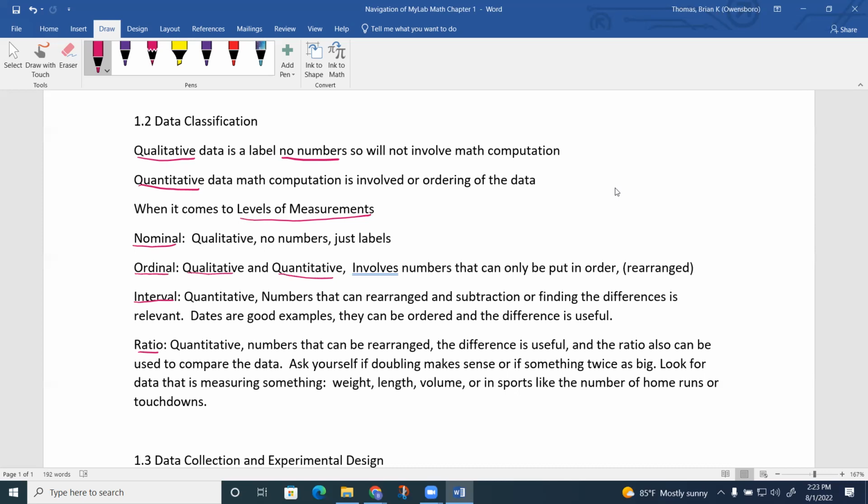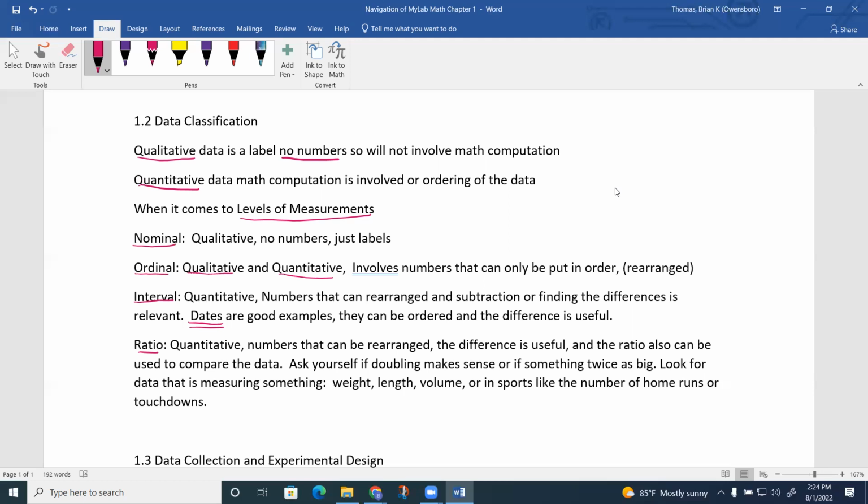Interval is quantitative only. So if you have interval data, it's going to have only quantitative data, which means only numbers are going to be present. These numbers can be rearranged, but something else that can be done is they can be subtracted. In other words, the differences are important to us. Dates are good examples for interval data. So if the data is a bunch of dates, ordering and their difference can be useful in interpreting and making inferences from the data.